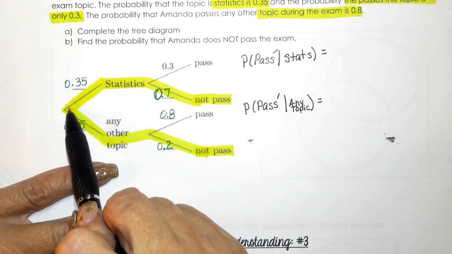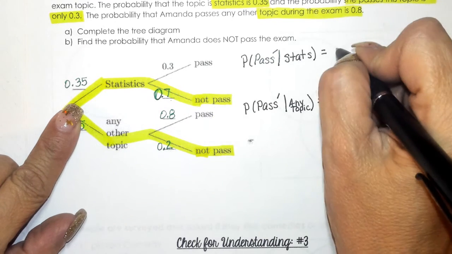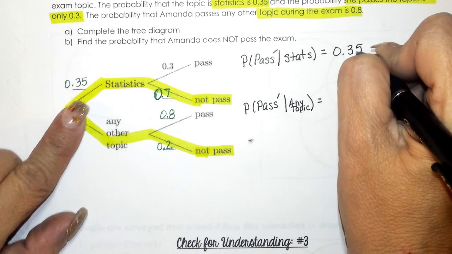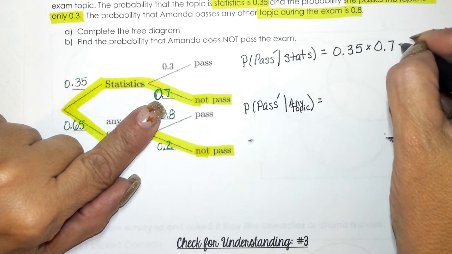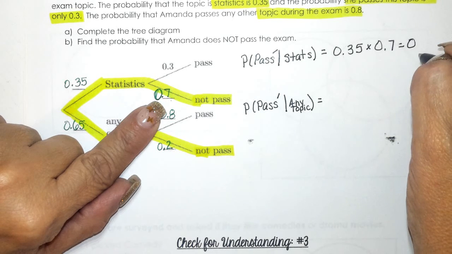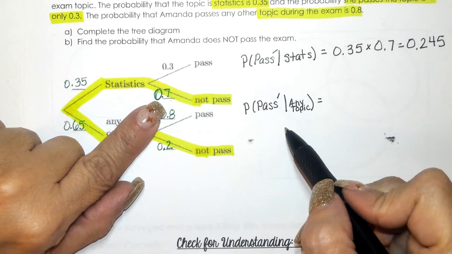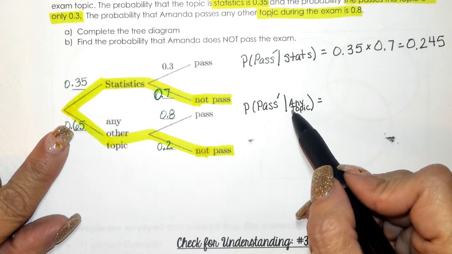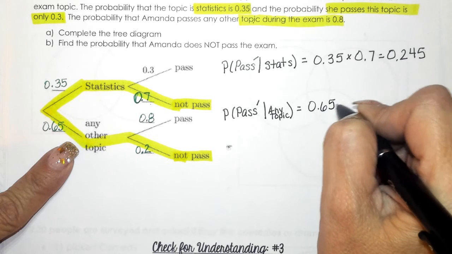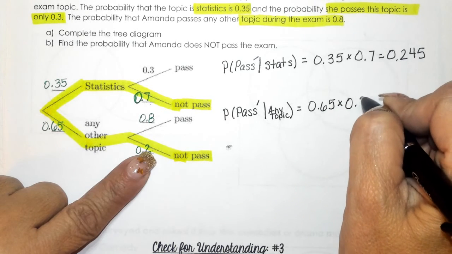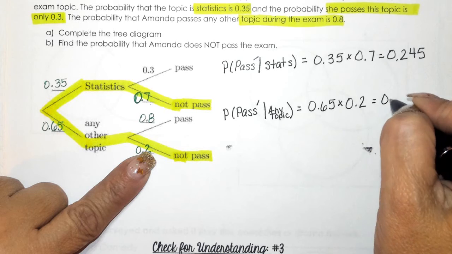Okay, so remember we multiply up the chain, right? So the probability that she doesn't pass given that she got statistics is going to be 0.35 times 0.7. I've worked it already and I got 0.245. Okay, now let's do this. The probability that she doesn't pass given that she got any topic. So I'm going to say 0.65 times 0.2. And I already multiplied that as well, and I got 0.13.